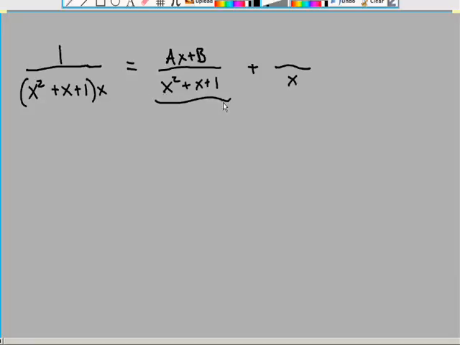So notice how this down here, this is a quadratic. So it's a second degree polynomial. The numerator would be a first degree polynomial. Notice the little 1 that I don't write there because it's implied. So that would be ax plus b, and then over here you would just have a c. And then you would go through the same process.